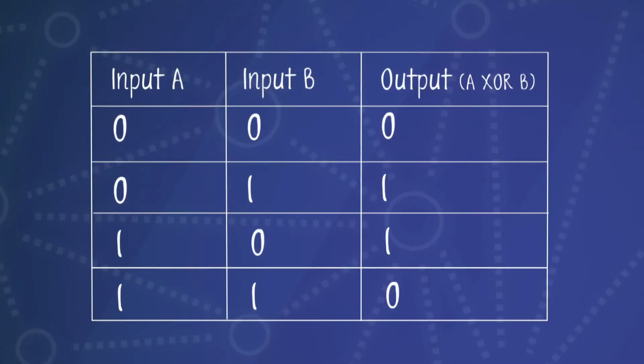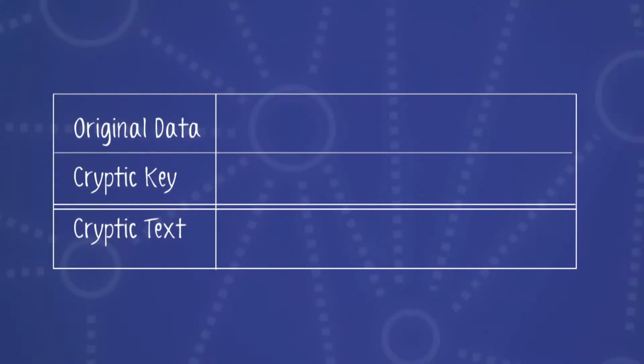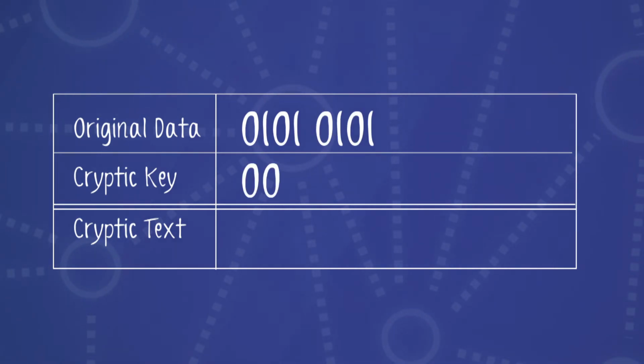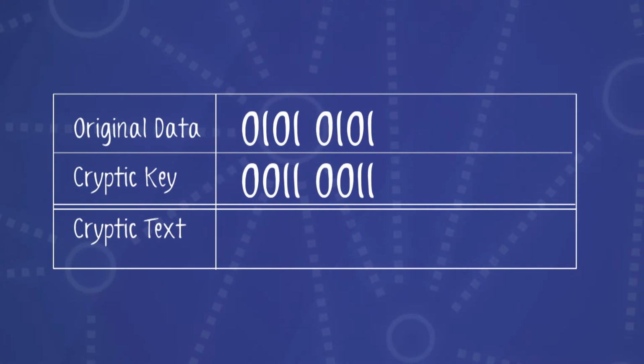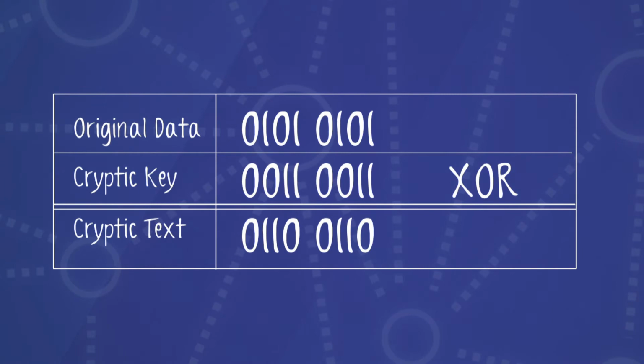To help you understand how a cryptographic key works, I will show you one method of encryption using the XOR logical operator, which takes the original data and the key to combine them to produce the ciphertext. Using the XOR table, by combining input A and input B, we'll give the following outputs. If I wanted to send 01010101 and my cryptic key is 00110011, I would then combine these to produce the encrypted output as shown here.